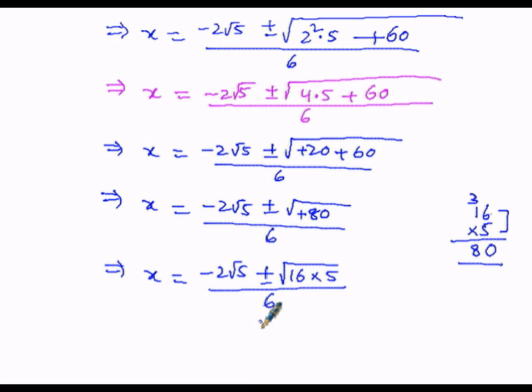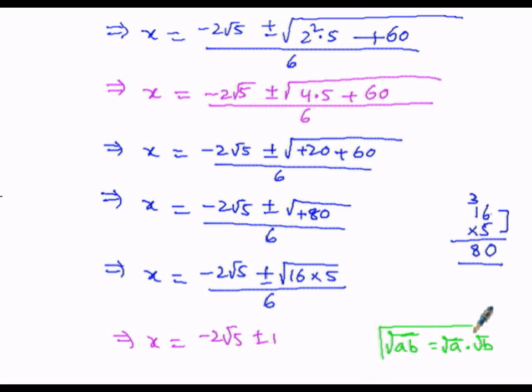Then now that implies x equals minus 2 root 5 plus or minus. So here also it is of AB. When we consider A as 16 and B as 5, then root of AB can be written as, root is applicable for both, we can split it as root of A into root of B.